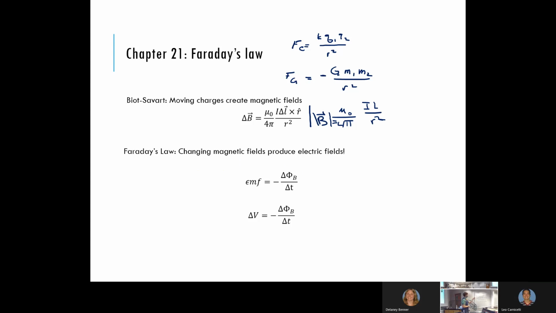Which way does the current run around the pipe? If you want to generate a field going up, which way should the current be running in the pipe?